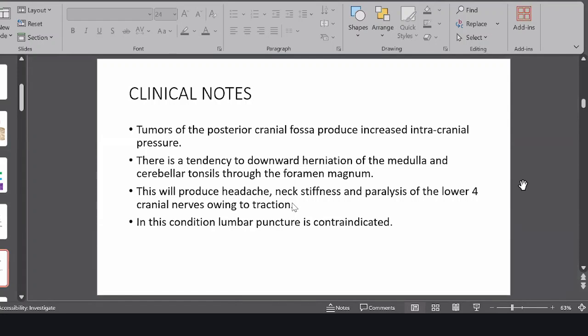Is that okay? Yes. Now, when there's an increase in intracranial pressure within the brain, you are contraindicated from taking a sample of CSF for diagnosis because there's increased intracranial pressure within the brain. Is that okay? Yes. Okay. Excuse me, sir. Yes.